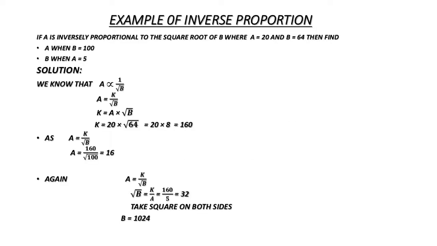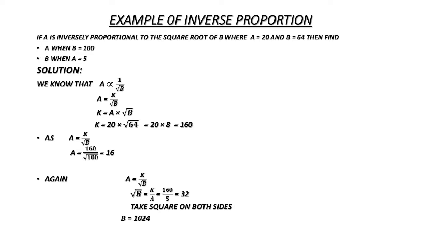Now we will take an example of inverse proportion, okay? If a is inversely proportional to the square root of b, where a is equal to 20 and b is equal to 64, then find a when b is equal to 100, and b when a is equal to 5. Okay, now let's solve. Guys, we know that a is inversely proportional to the square root of b. So we will convert this expression into equation and we get a is equal to any constant. Here we have k as a constant, okay? So a is equal to k over square root b, right?